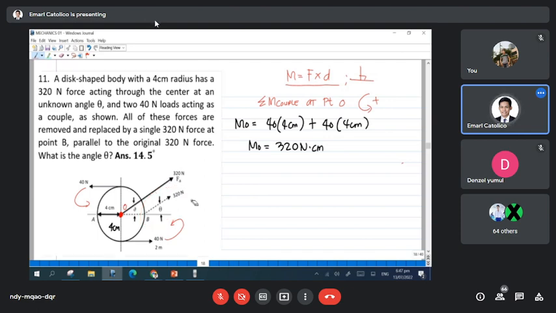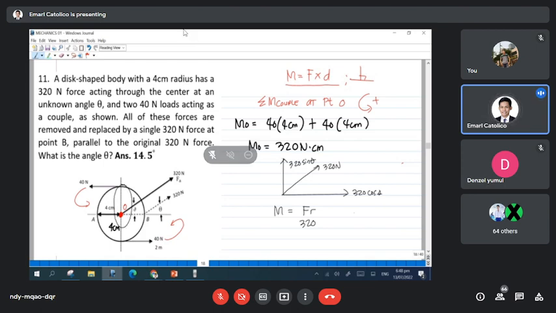Okay? So kapag ni-write natin siya into free body diagram, okay? So nandito yung 320 Newton. So meron tayo dito sa Y na 320 sine theta. Then meron tayo dito sa X, 320 cosine theta. Okay? Again, formula ng moment is equals to force times radius. Okay. Anong force natin? 320. Anong radius natin? Nasa Y, ano?